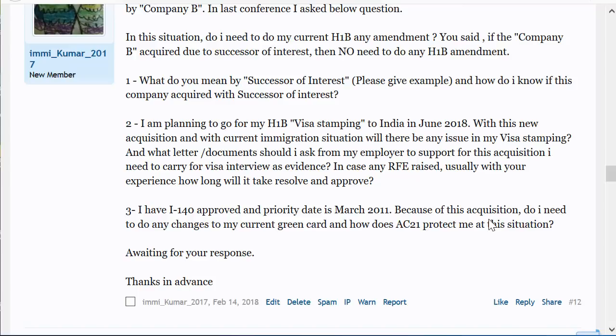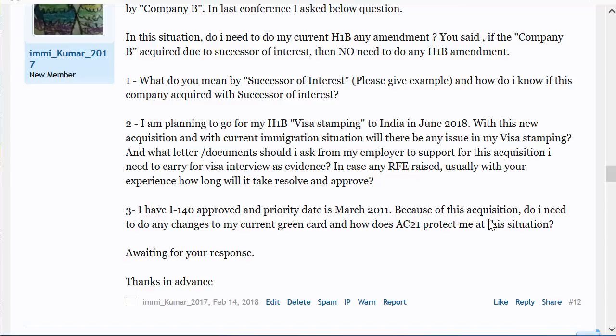In case an RFE is raised, how long will it take? If it's at the consulate level, it can take a long time, months upon months, and it could end up in the consulate sending the case back to the USCIS for revocation. That happens too. I have an I-140 approved, priority date is March 2011.